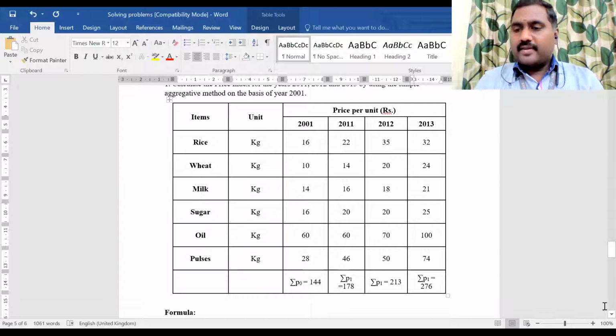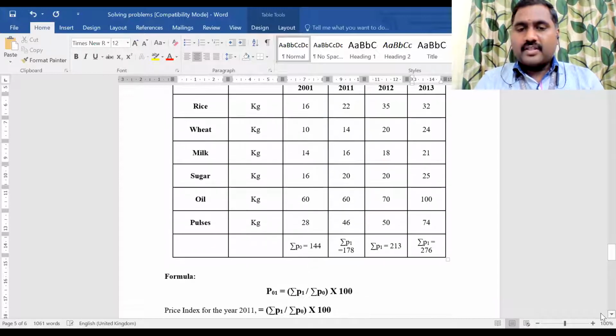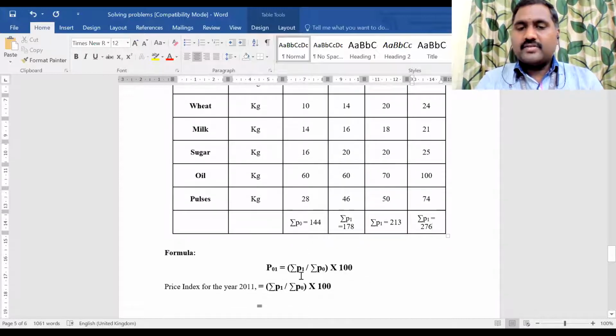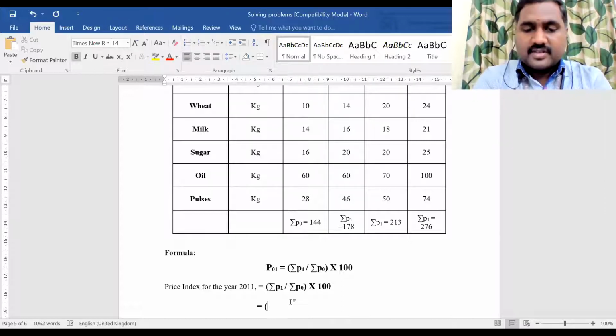Now I will go to the formula. This is the formula: P01 equals summation P1 by summation P0 into 100. Now, what is the price index for the year 2011? Summation P1 divided by summation P0 into 100. So, 178 divided by 144 into 100.